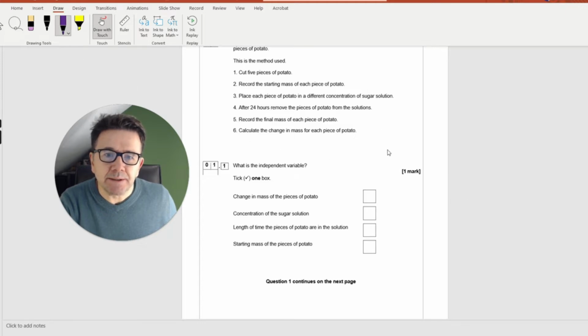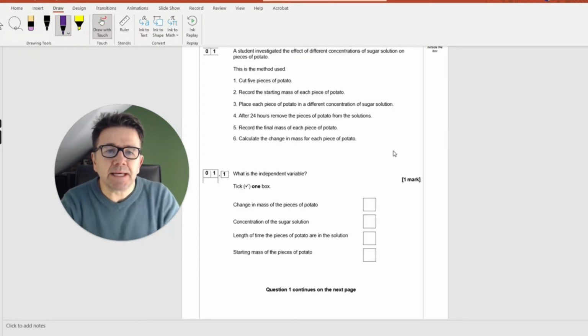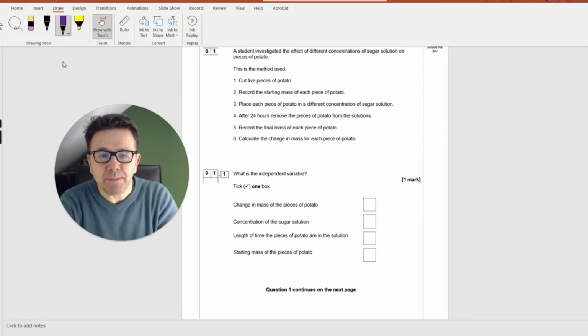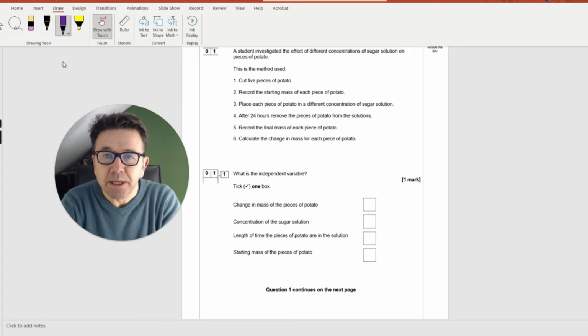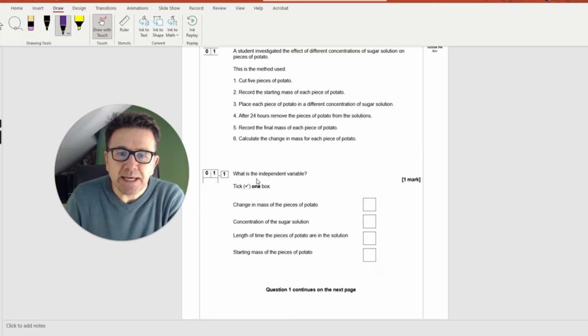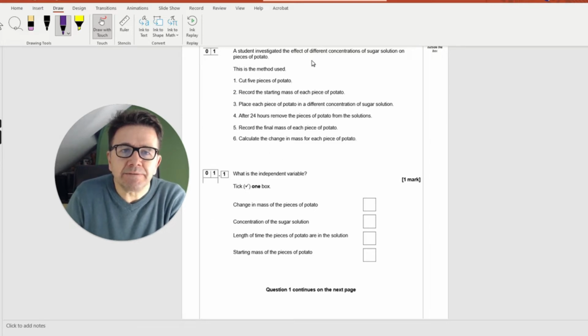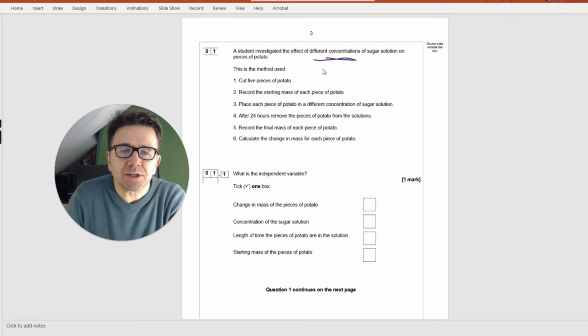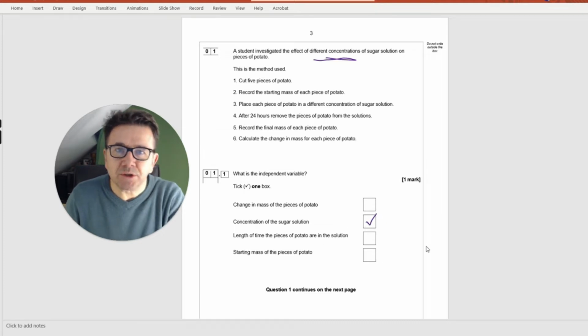Okay, so it gives you the method, so it investigates the effects of different concentrations of sugar solutions, and then it says what is the independent variable. So the independent variable is the thing that is changed, and you can see that they say they are investigating the effects of different concentrations of sugar. Okay, so that is the independent variable, the thing that's being changed, so it's the concentration of sugar solution.